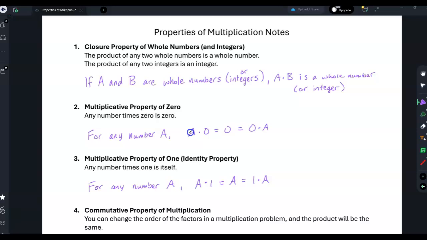And this actually works for any number, really. So we're not just limited to whole numbers or integers. We could say, including rational numbers. If I multiply a rational number times 0, I get 0. If I multiply a rational number times 1, I get that rational number back again.